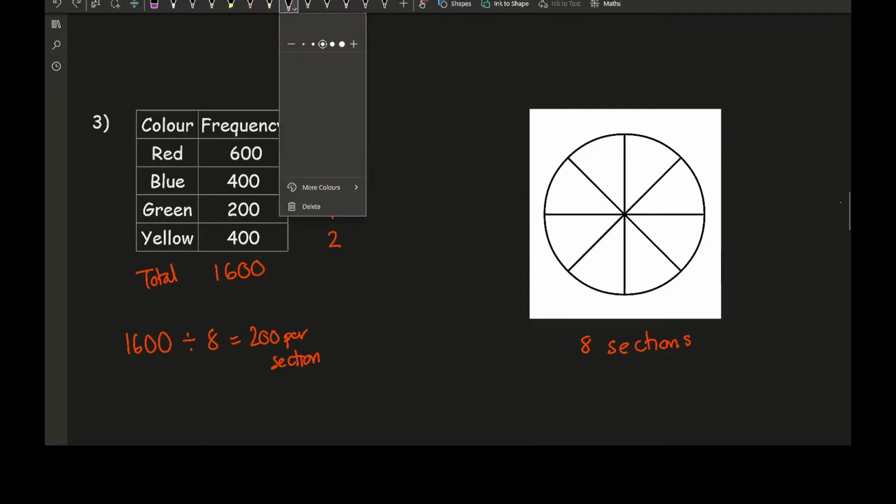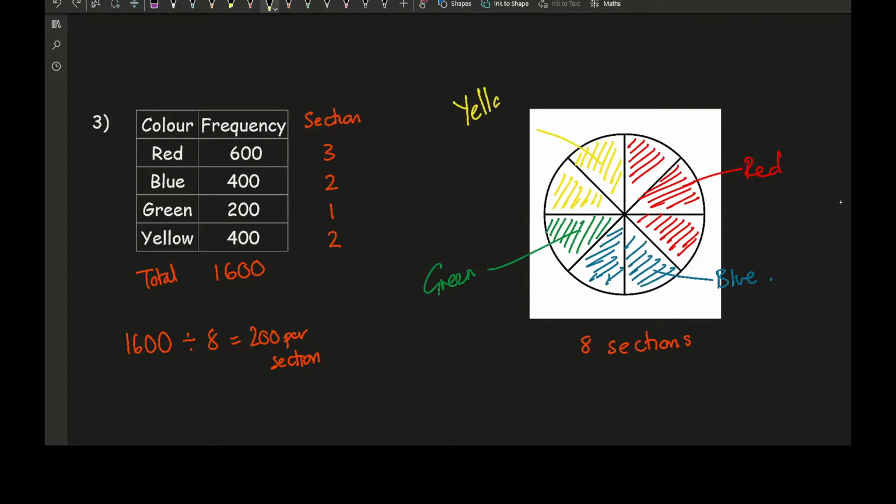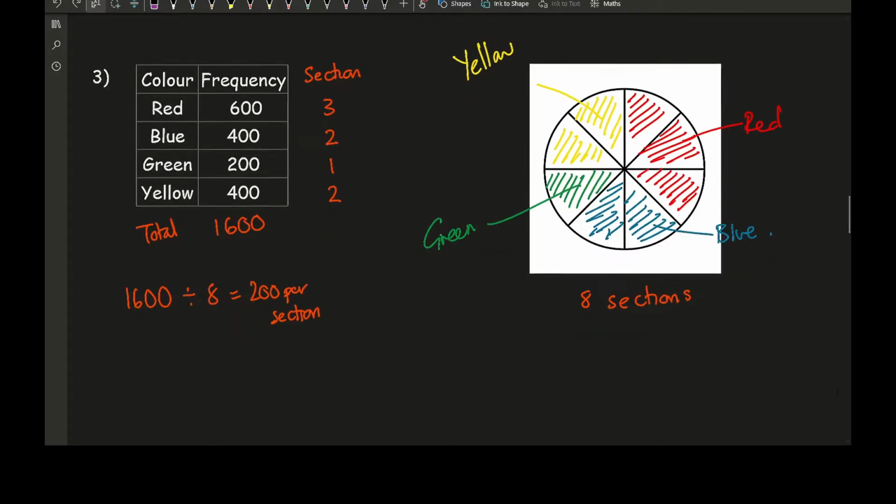So here red is going to be 3 sections, so I could just colour that in red and just give it a quick label. Blue is 2, so again, and give that a label. Next one is green, which is 1. And the last one is yellow, which is 2. And conveniently, that's how many I've got left. And this is our completed pie chart.